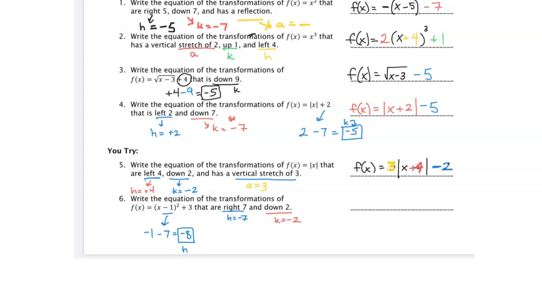And for our k, we originally had a 3, but we are moving down 2, so we're going to subtract 2. So it was a 3, subtract 2. This is going to give us a 1. So our k is actually a 1. So in our equation, we're going to have f of x equals x, our h is -8, minus 8, close parentheses, this was squared. And then at the end, our k will be a +1. And that's all for this lesson.